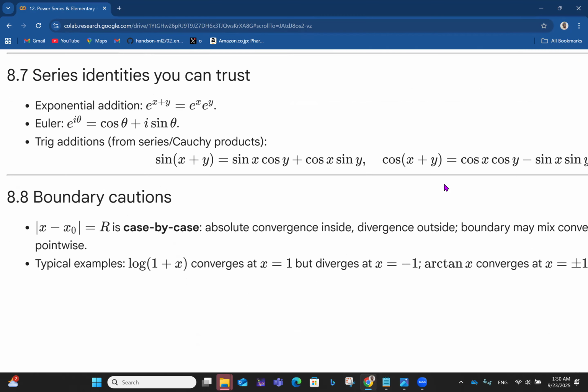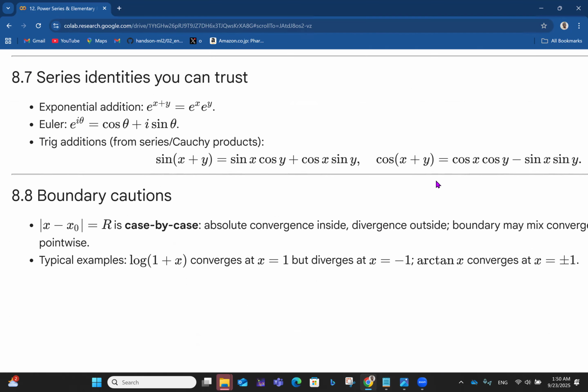So you have exponential addition: e raised to power x plus y is e raised to power x multiplied by e raised to power y. Then for Euler, e raised to power i theta is equal to cos theta plus i sin theta. We have trig additions from series or Cauchy product. So sin of x plus y is sin x cos y plus cos x sin y. And then cos of x plus y is cos x cos y minus sin x sin y. So these are some identities you can trust.